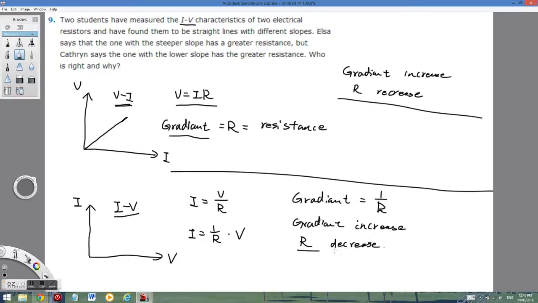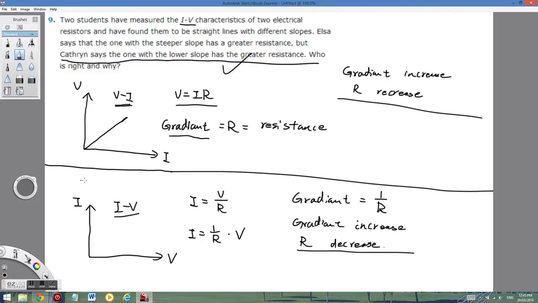So as a result, on a current voltage graph, the less the slope, the less the gradient it has, then the greater the resistance. So Catherine is right. The lower the slope, the higher the resistance.